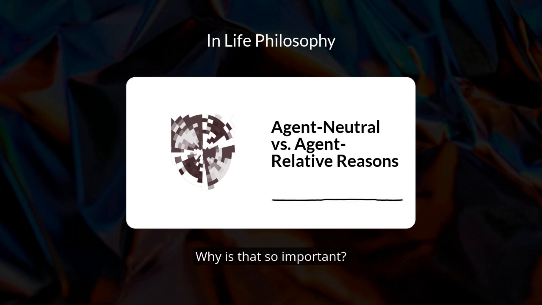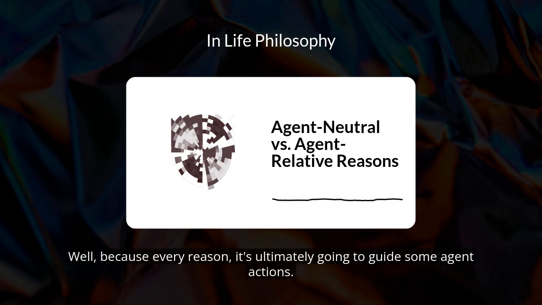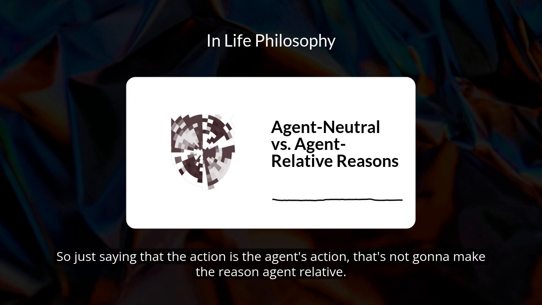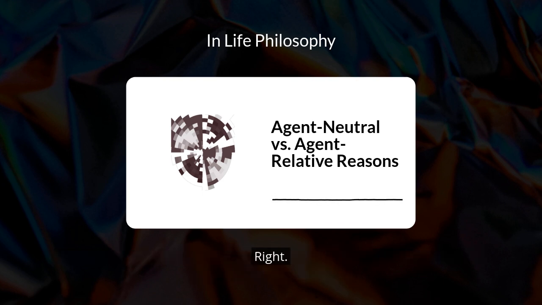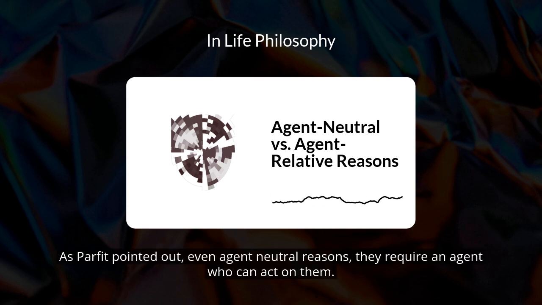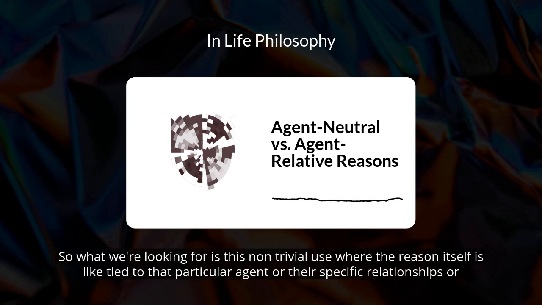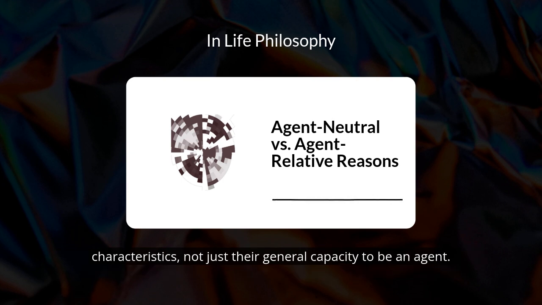Why is that so important? Well, because every reason is ultimately going to guide some agent's actions, right? So just saying that the action is the agent's action is not going to make the reason agent-relative. That's just a trivial fact. Yeah, it's just a necessary feature of reasons. Exactly. As Parfit pointed out, even agent-neutral reasons require an agent who can act on them. So what we're looking for is this non-trivial use, where the reason itself is tied to that particular agent, or their specific relationships or characteristics, not just their general capacity to be an agent.